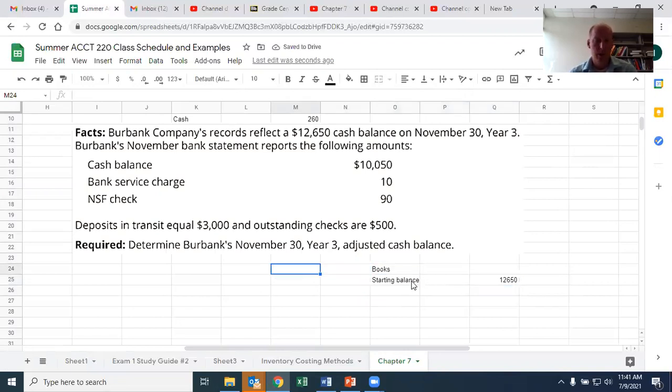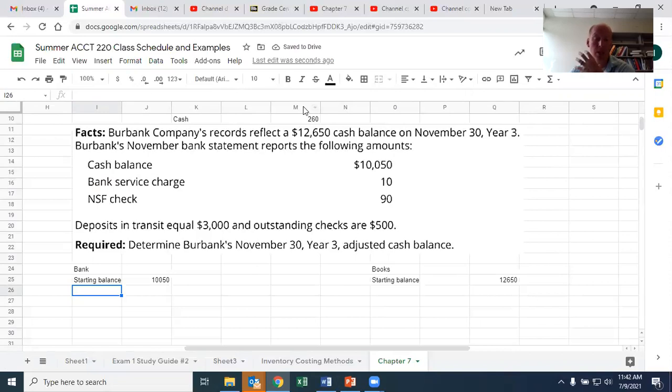Now what we need to do is go find the bank balance. And they're not going to match up, right? Because they're kind of looking at it from different perspectives. So let's see here. Burbank's November bank statement reports the following amounts. So for the bank, we're going to have a starting balance of 10,050. Neither one of them is wrong. They just don't have the complete picture, right? So there's our book starting balance, 12,650, and our bank balance, 10,050.